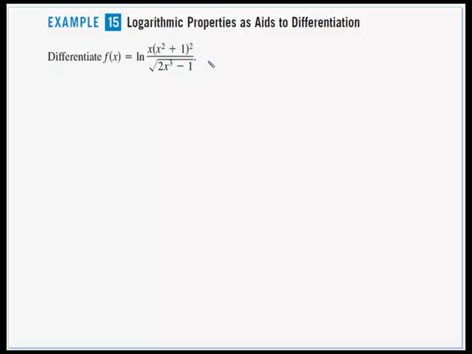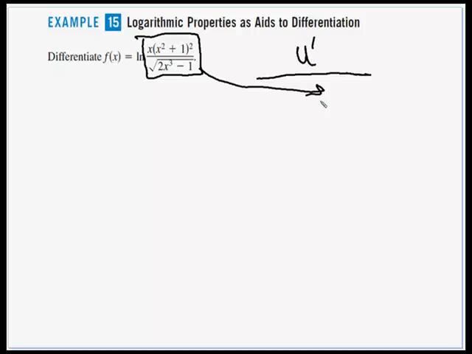Okay, example 15, some more log properties aiding differentiation. And if we look at this original function, this is a mess. The natural log of, we have this quantity in the numerator, divided by this quantity in the denominator. If we wanted to just do it as a straight up differentiation of a log, we would take this whole thing, that would move down and become our denominator, and then the numerator would be that derivative.